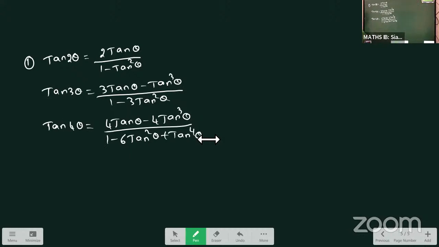Most of the time we will be using tan 2 theta. In some cases we will use tan 3 theta. Only in rare cases will we use tan 4 theta. With the help of these three formulas, I am going to derive the next question. Take the formula.